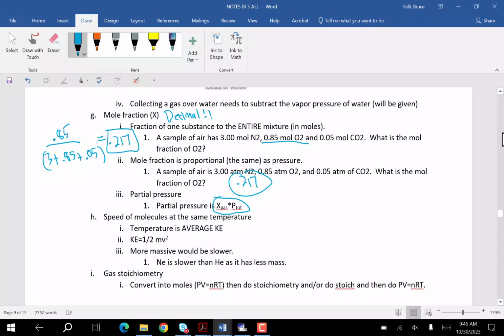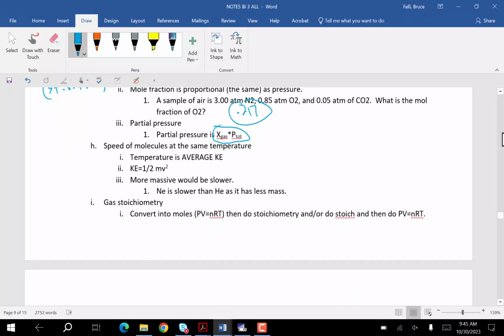Right? Speed of molecules at the same temperature. Temperature is average kinetic energy. Kinetic energy equals 1/2 mv squared. More massive would be slower.